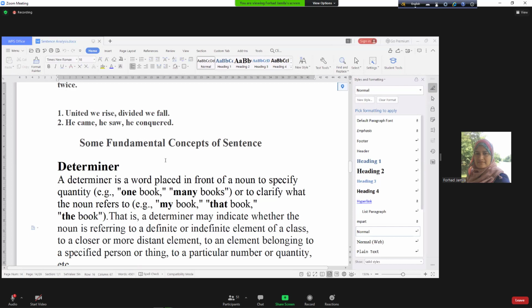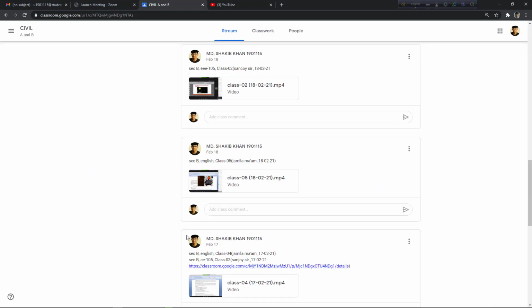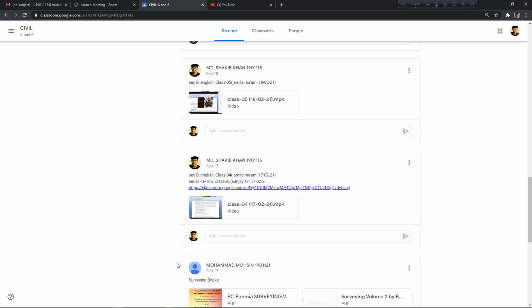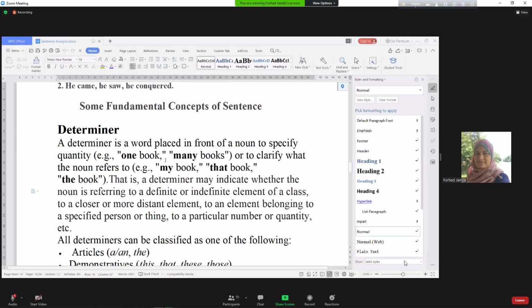Among the parts of speech, you will find that there are some words which are used to indicate person or things. Those words are called determiners. Sometimes there are some pronouns which are used to indicate person or things. Also there are some adjectives which are used to indicate person or things. For example, the articles.